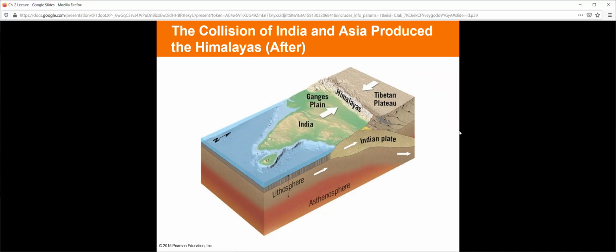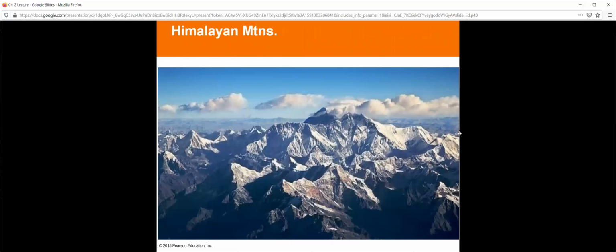Essentially, take a piece of paper and push your hands together on top of the paper. What happens? The paper bulges up, right? That's what the Himalaya mountains are. That's why they exist in the place they exist. Here's a picture of them. Cool. I get the feeling you may have seen a picture of the Himalayas before.